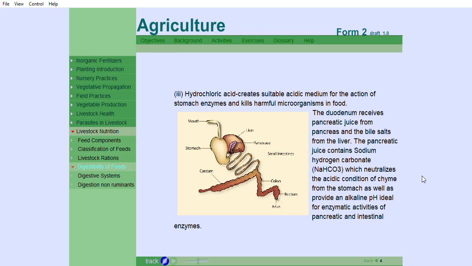The duodenum receives pancreatic juice from the pancreas and the bile salts from the liver. The pancreatic juice contains sodium hydrogen carbonate, which neutralizes the acidic condition of chyme from the stomach, as well as provides an alkaline pH ideal for enzymatic activities of pancreatic and intestinal enzymes.